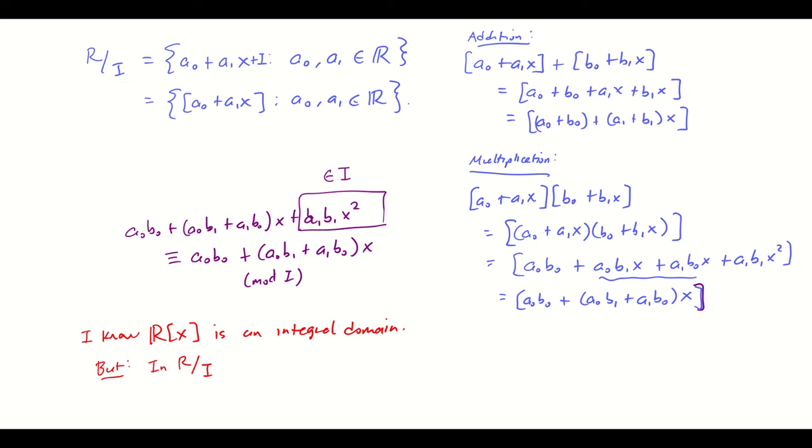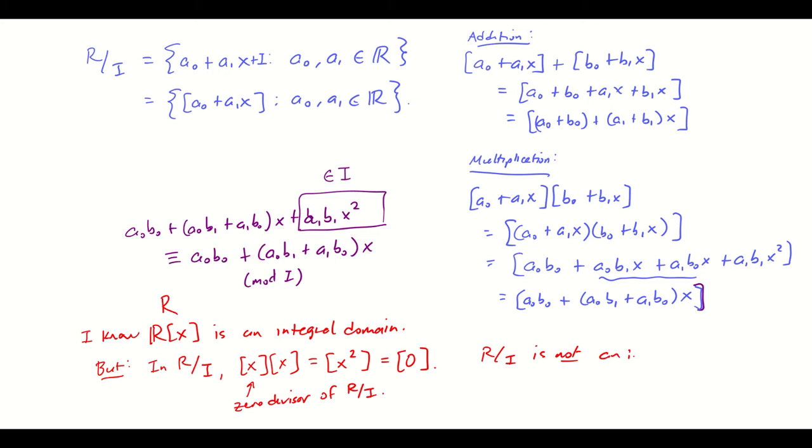But in R mod I, the congruence class of x times the congruence class of x again, and by the way, both of those are non-zero elements because neither of these is congruent to 0 mod x squared, the product of those is the congruence class of x squared. But x squared belongs to I, and therefore x squared is congruent to 0. So that makes this a zero divisor of R mod I, which means R mod I is not an integral domain.